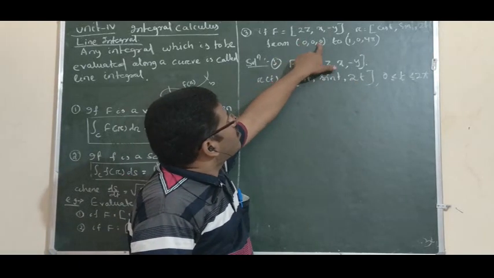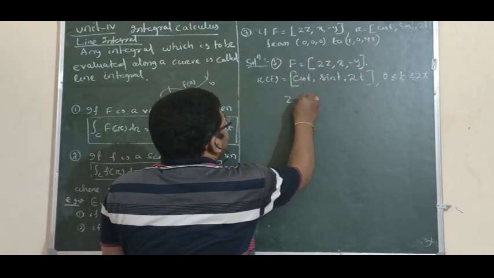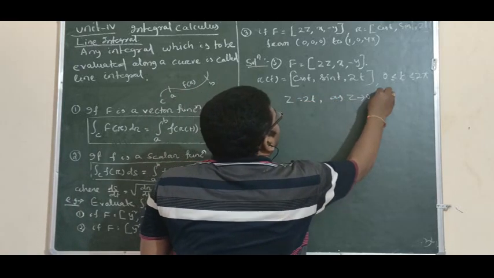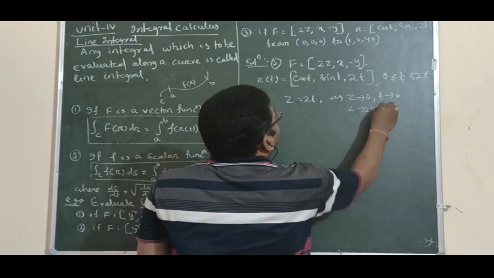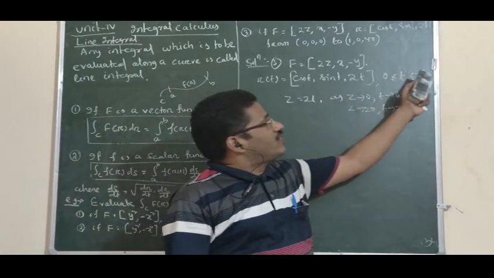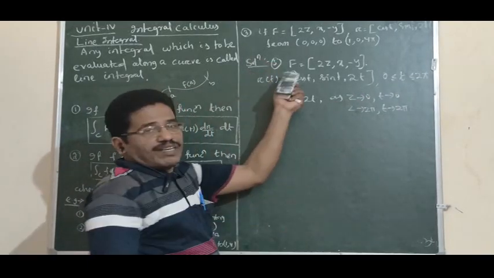Your z moves from 0 to 2 pi, because z is equal to 2t. As z tends to 0, t tends to 0. As z tends to 2 pi, t tends to 2 pi. That means the limit is in between 0 to 2 pi. So we have the parametric form.